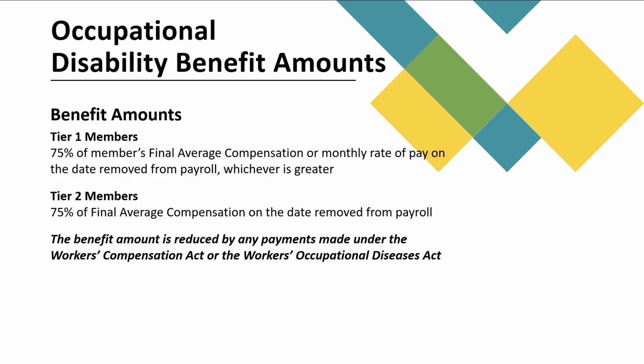The benefit amount is reduced by any payments made under the Workers' Compensation Act or Workers' Occupational Diseases Act. Basically, what workers' comp is going to pay you is 68%. Then SCRS will backfill with 7% to where the two benefits equal the 75% of what you're entitled to.